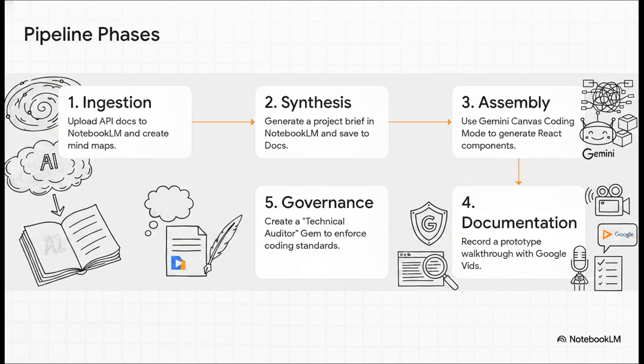Phase 3 is assembly. We jump into Gemini Canvas and use vibe coding to generate our software components. Phase 4, documentation. We record a walkthrough of the prototype. And finally, Phase 5, governance. We create a custom gem to act as a technical auditor, making sure all our code meets our standards. See? Every step has a specific tool and a very clear purpose.